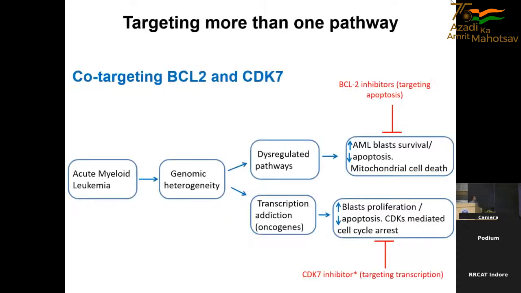So I'll conclude. The idea of this project is co-targeting of BCL2. Targeting one pathway of BCL2 may not be sufficient, because AML is a very heterogeneous disease where there are dysregulated pathways or transcription addiction. Dysregulated pathways can be targeted by the BCL2 inhibitor, which is venetoclax, while this transcription addiction of oncogenes can be targeted by XL102, a CDK7 inhibitor.